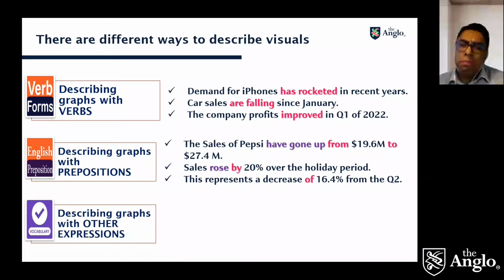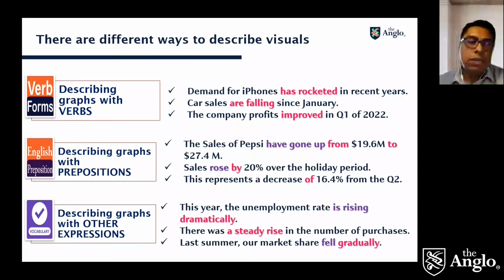And there are some other expressions, I call it this way to have some kind of category, but basically it's using adverbs, which is also very common, for example, dramatically, drastically, gradually, etc., or to use a combination of an adjective with a noun, which is the second case. Check. There was a steady rise in the number of purchases this week, for example. So these are other phrases that I will show you later. So basically, these are the three different ways in which you can describe a graph: using verbs, concentrating on the prepositions that indicate some kind of change, or using some alternative expressions, okay?